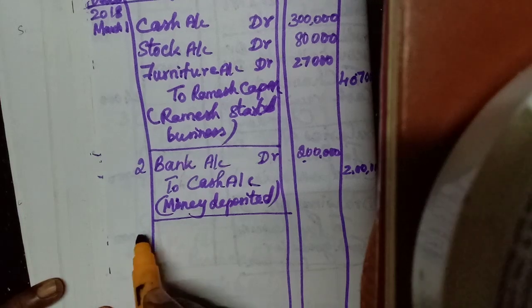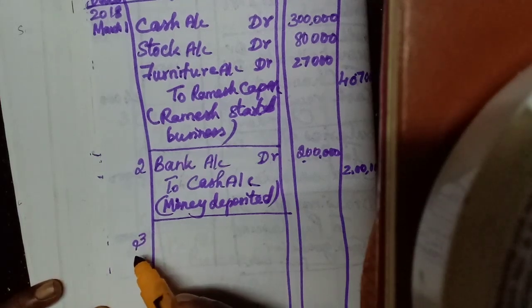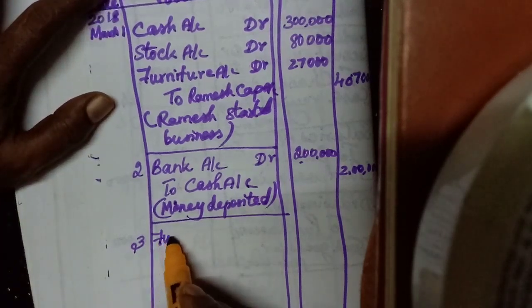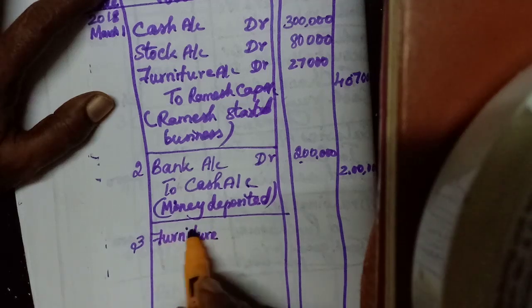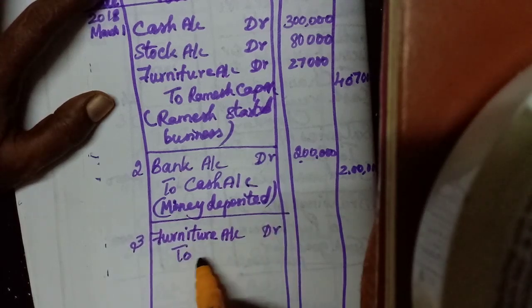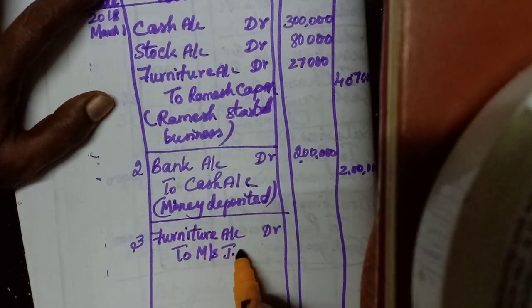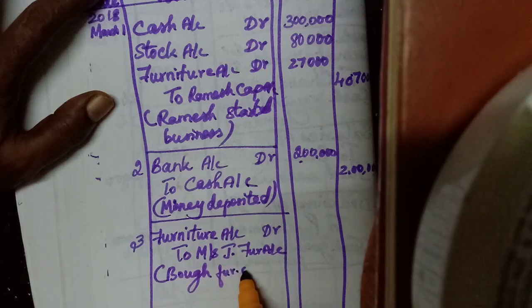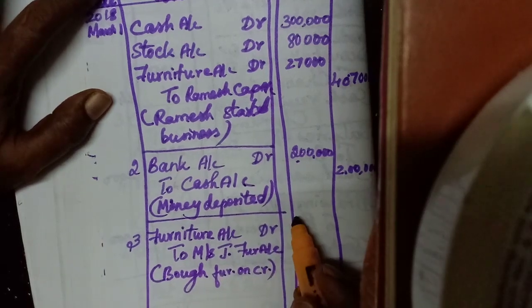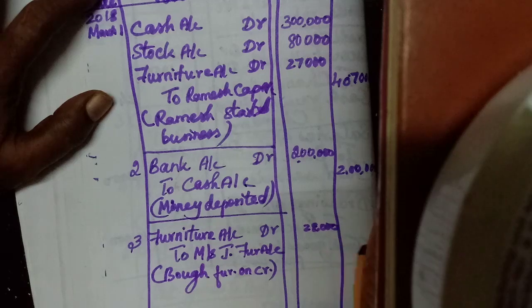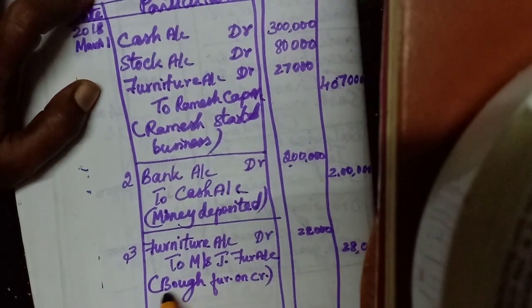Then next date 3. Bought furniture from Messrs. Jayalakshmi Furniture for 28,000 on credit. So what we are purchasing? Furniture. So furniture is coming inside. What debit what comes in? So furniture account debtor. To, who is the giver? Messrs. Jayalakshmi Furniture account. Okay, bought furniture on credit. Okay, 28,000. Draw one line.